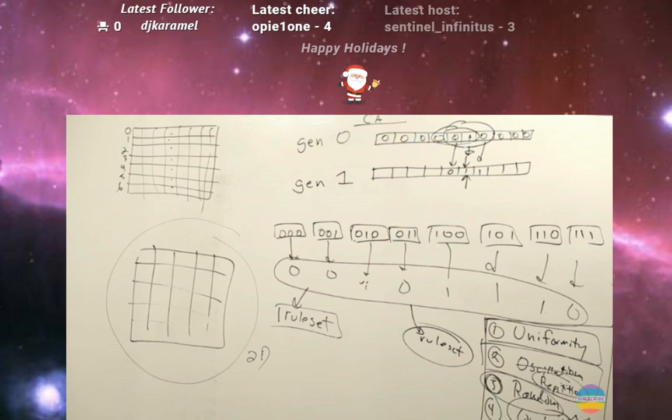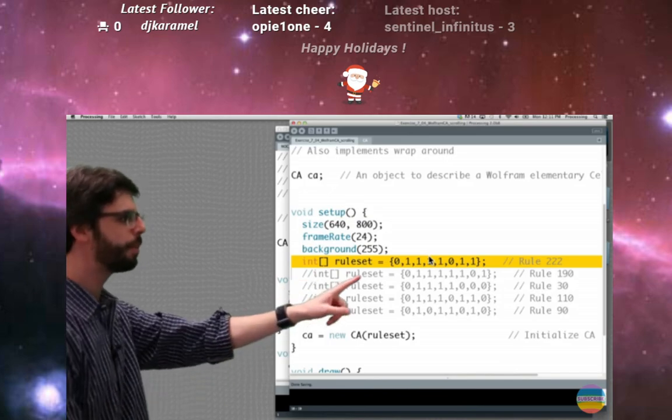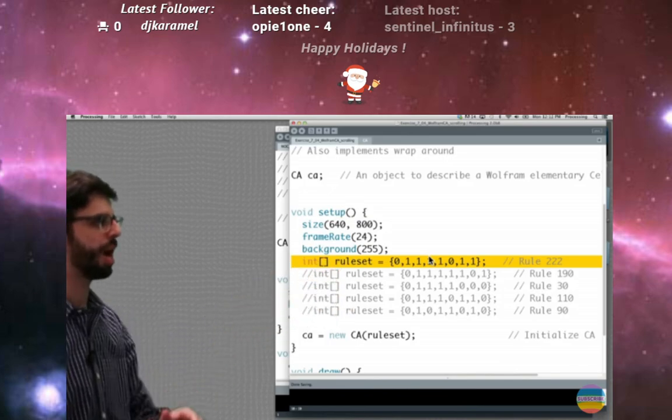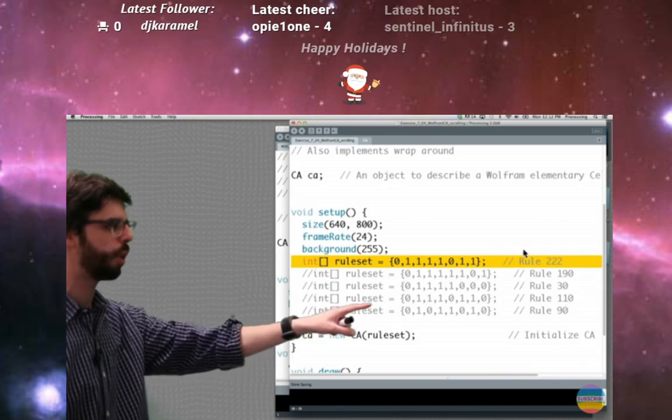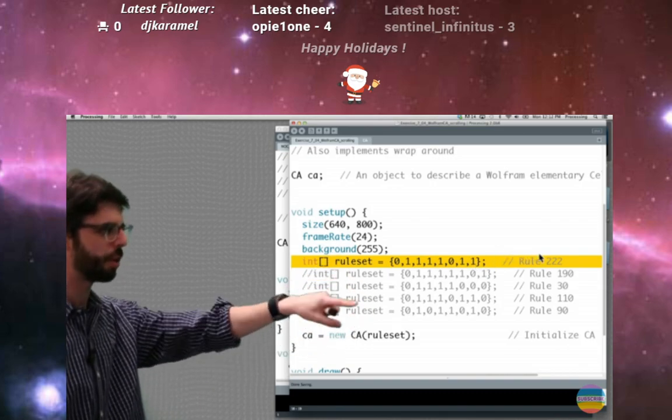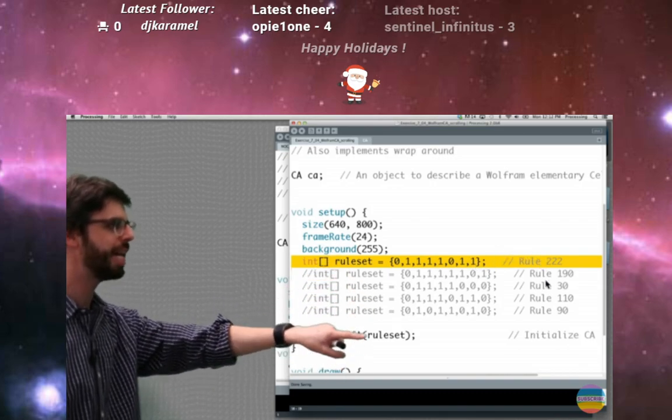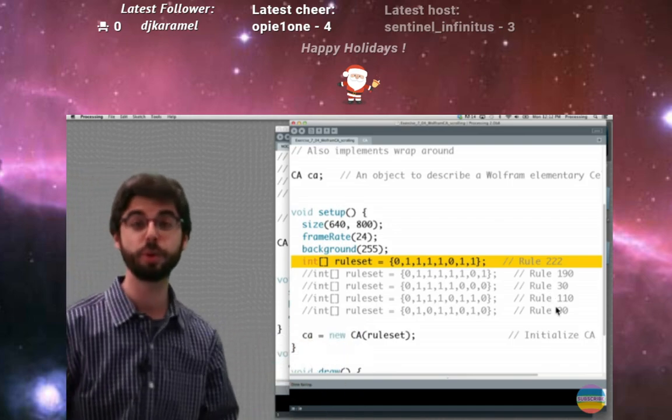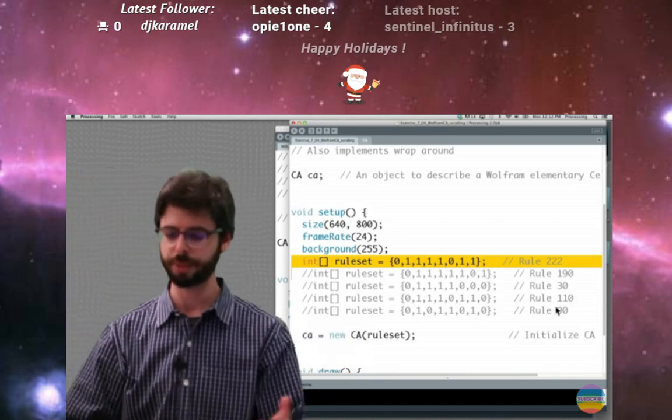Now if we go back to Processing here, time is involved in this. I'm representing the rules as an array. So you can see this is rule 222. This is the binary representation of the number. In the comments, we're showing the decimal, 190, 30, 110, and 90. These are some rules I want to take a look at for the different Wolfram classifications.